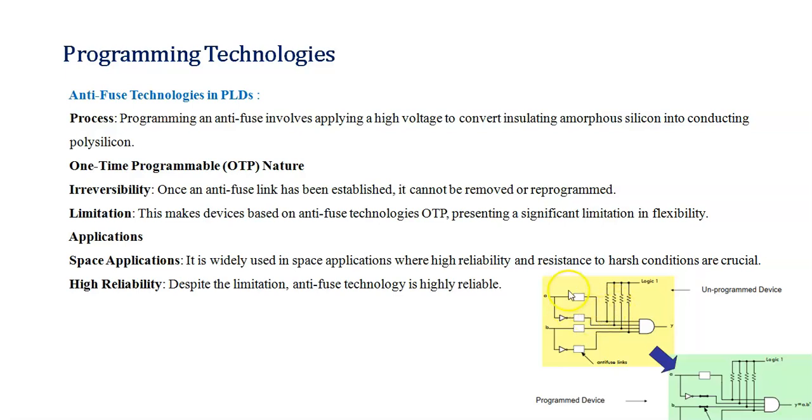So what actually happens in the programming process of the anti-fuse is that we need to apply high voltage to convert insulating amorphous silicon into conducting polysilicon. So at the start there is a non-conducting insulating material present over there, but whenever high voltage is applied, that insulating material is converted into conducting polysilicon, and that's why it forms a link. So this is again one-time programmable. Once it has been programmed, you will not be able to program it again. So this is the anti-fuse technology for programming, that is, making and breaking of the connection.